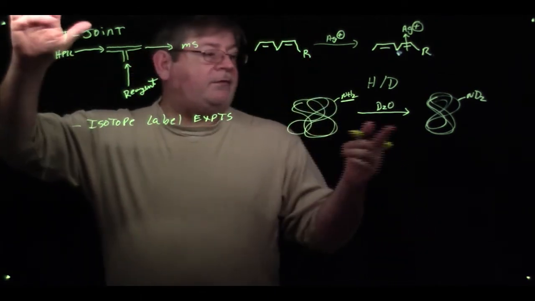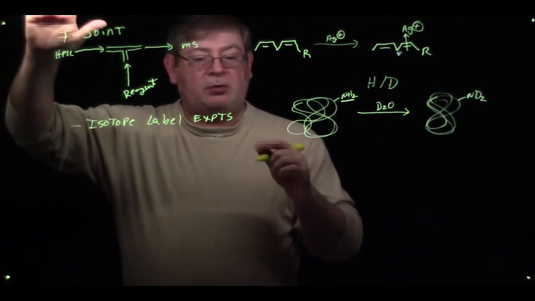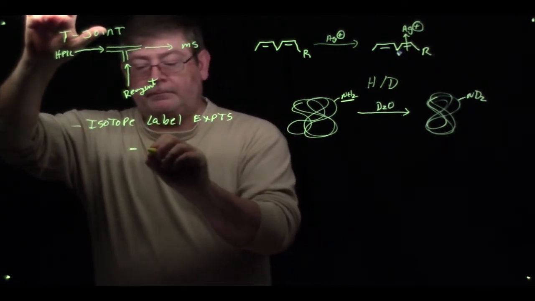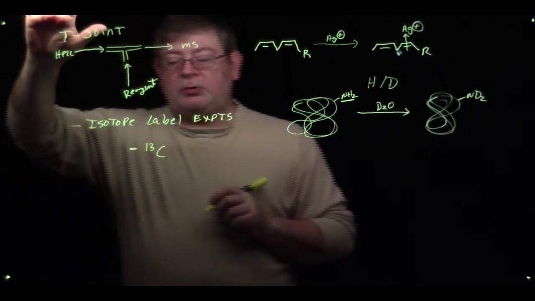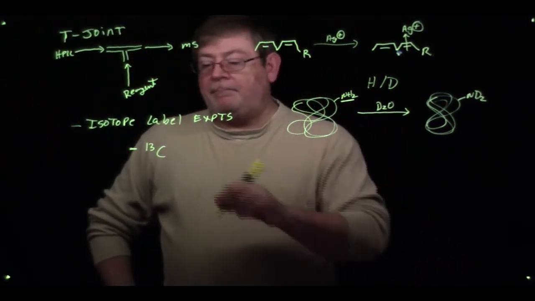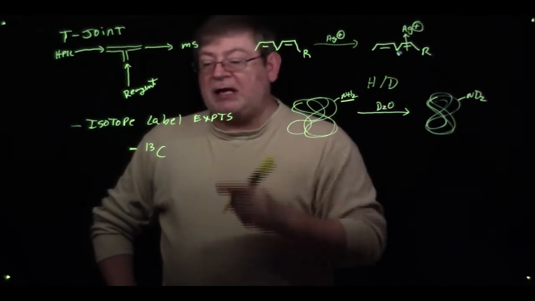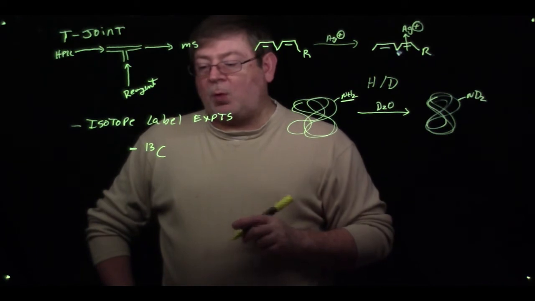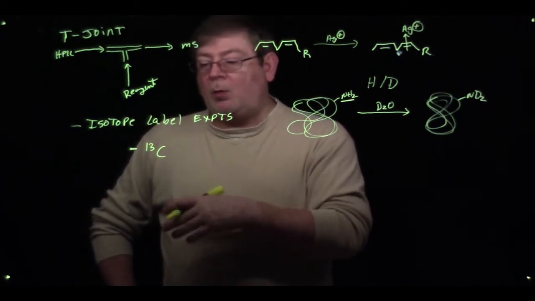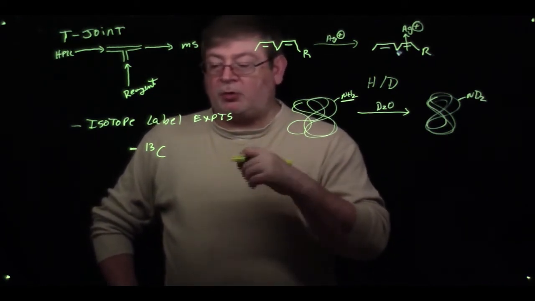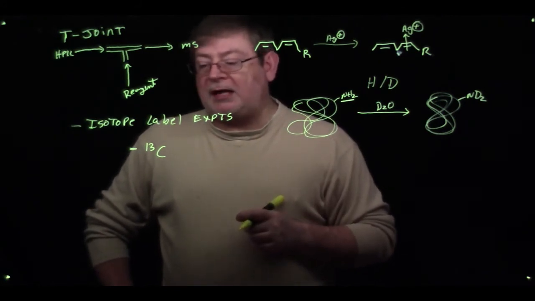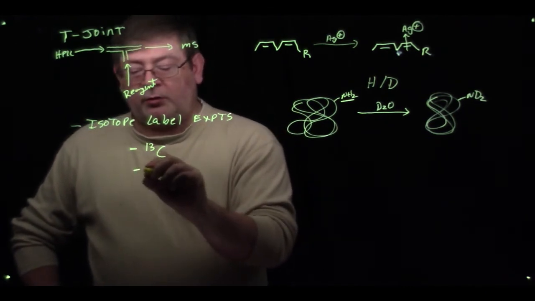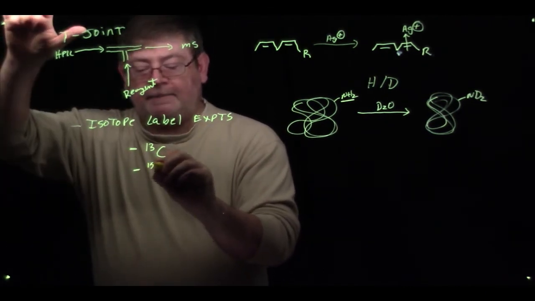There are other types of labeling experiments that you can readily do. You can do C13 labeling. Now that's not going to be as simple as using a T-joint experiment, but you have one molecule that is C13 labeled, one molecule that is C12 labeled, and you can measure the ratios of those and get quantitative information. Biochemists do this quite a bit, either through C13 labeling or through nitrogen 15 labeling.